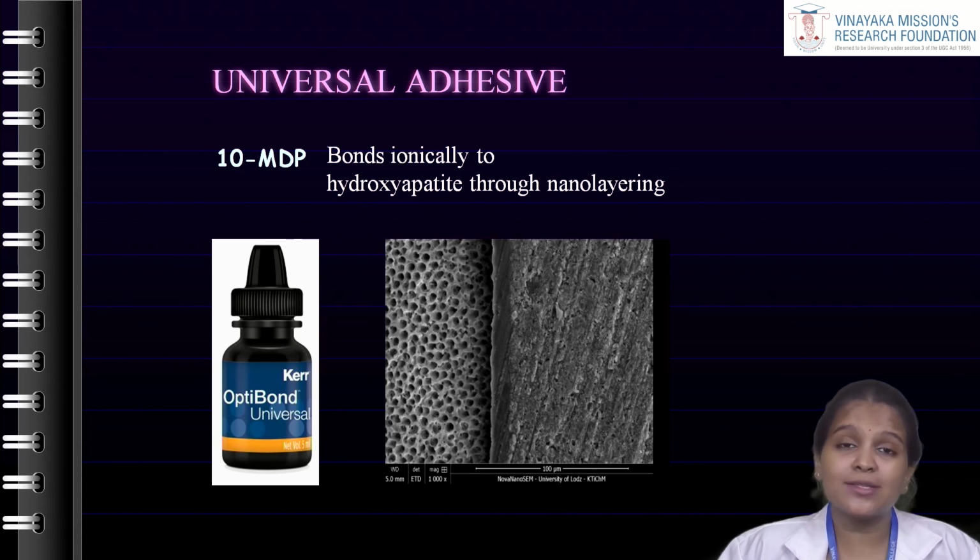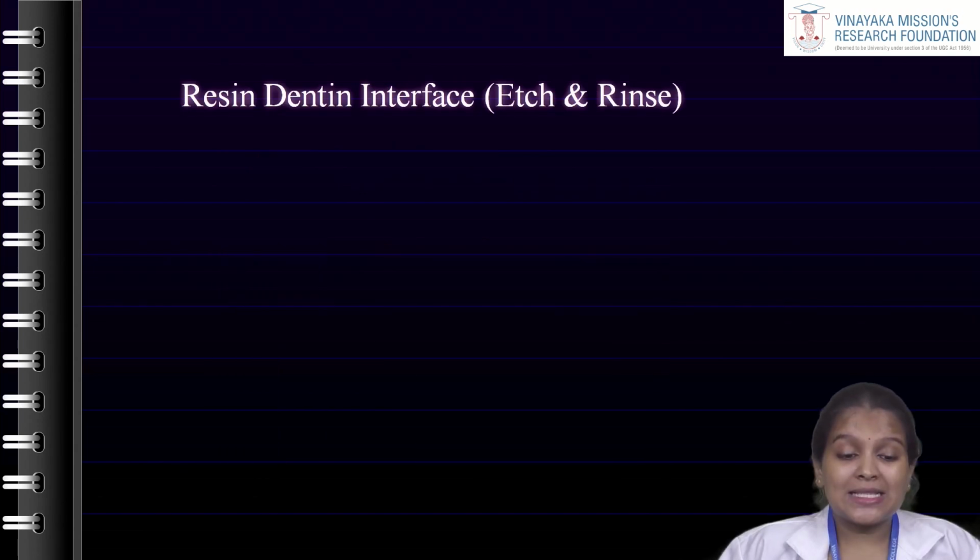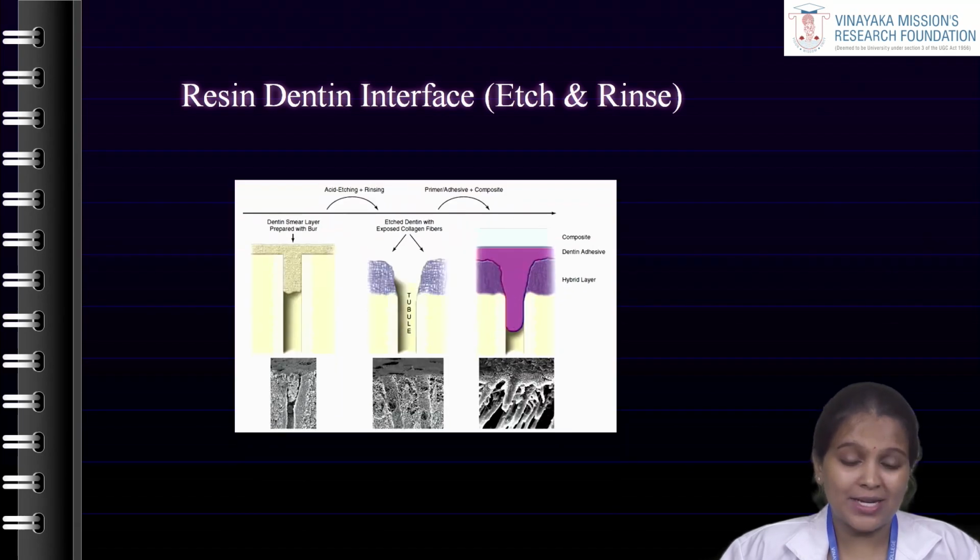So that is the significance of universal adhesive, and its mechanism is quite different from other bonding agents, where this bonds ionically to the hydroxyapatite through a process called nano layering. So this is hypothesized that it can cause a more durable hybrid layer. So let us compare and see how the resin dentin interface is in an etch and rinse as well as in case of self-etch adhesives.